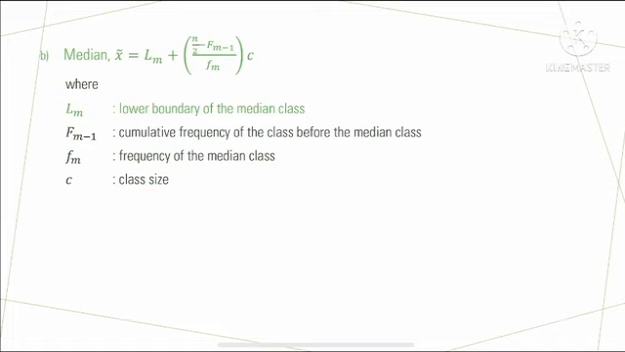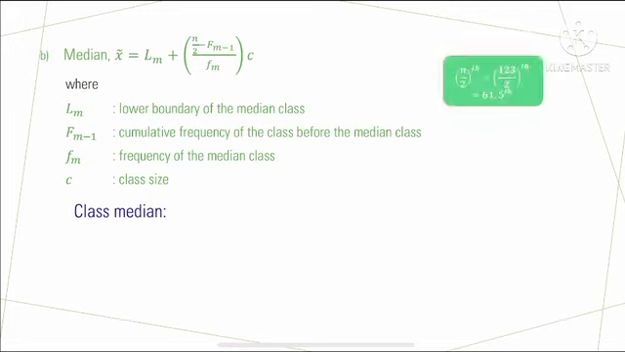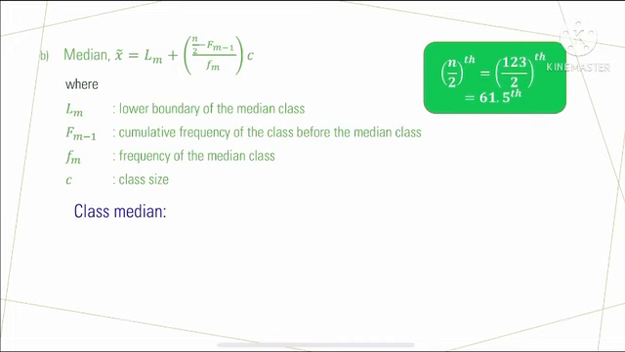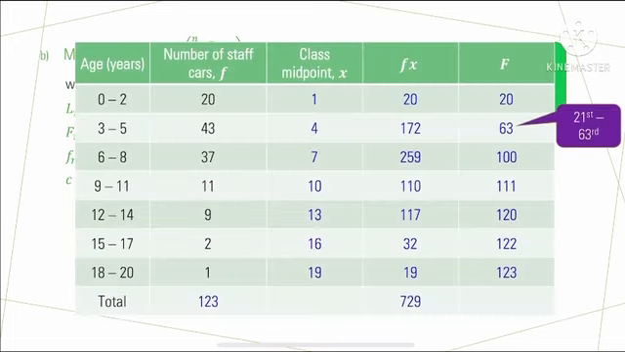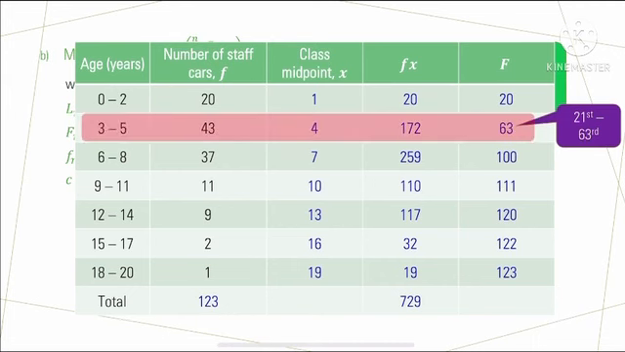The formula of median for grouped data is given as this, where L sub m is the lower boundary of the median class, f sub m minus 1 is the cumulative frequency of the class before the median class, f sub m is the frequency of the median class, and C is the class size. For grouped data, we have to determine the median class first.